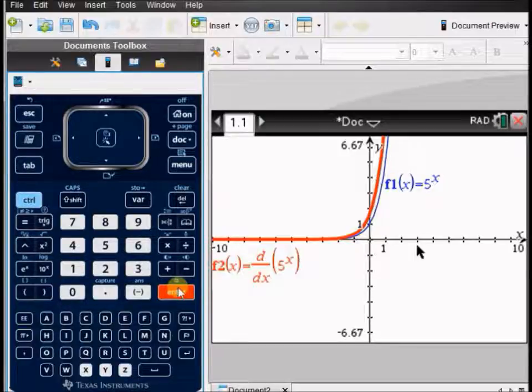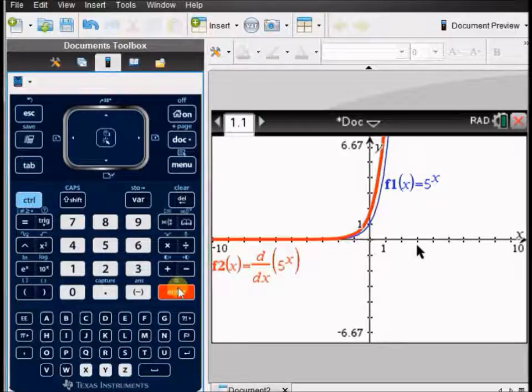So think about what kind of a function this is. I hope you would have thought that both of these derivatives are actually exponential functions again. We ended up with exponential functions both times. Let's talk a little bit about what this derivative function means.